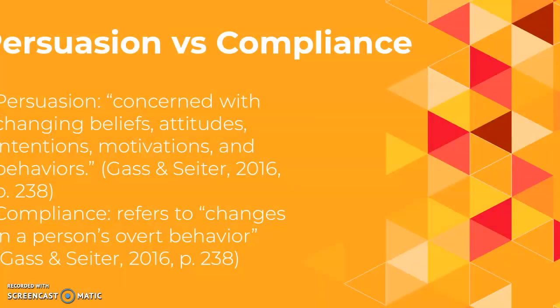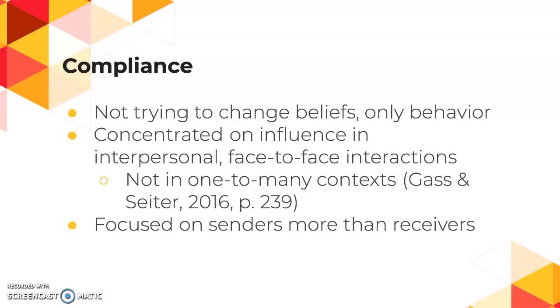So for persuasion versus compliance, persuasion is an umbrella term. It's concerned with changing beliefs, attitudes, intentions, motivations, and behaviors. Whereas the study of compliance is more restrictive, it refers to changes in a person's overt behavior. Compliance is not trying to change beliefs, only the behaviors. It's concentrated on influence in interpersonal face-to-face interactions, not in one-to-many contexts. It's also focused on senders more than receivers.